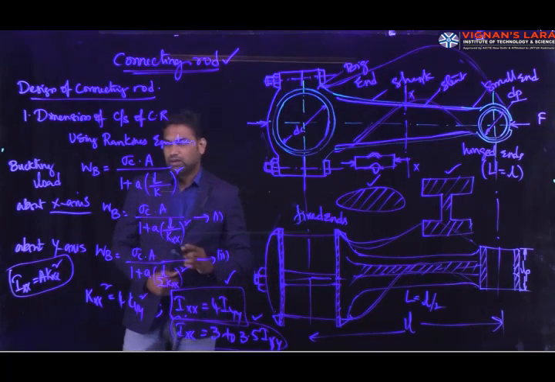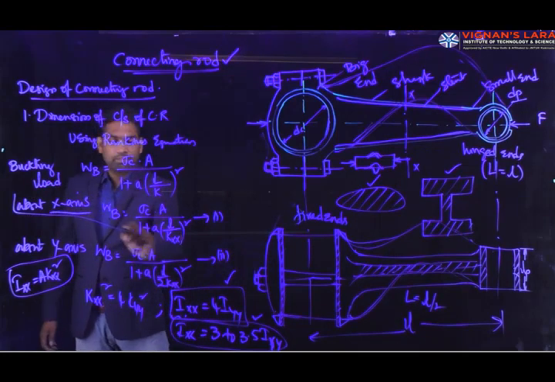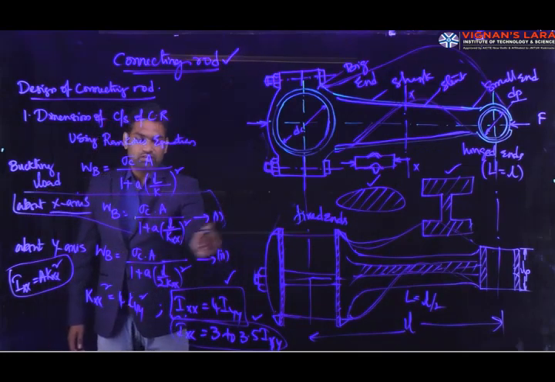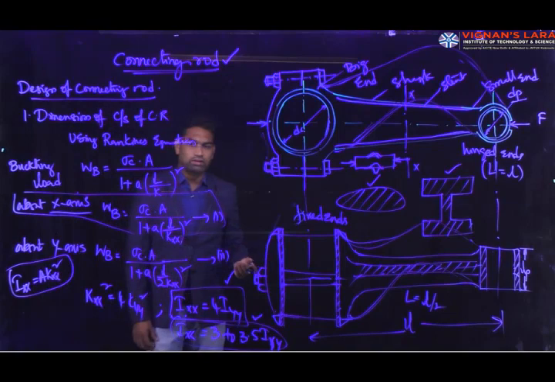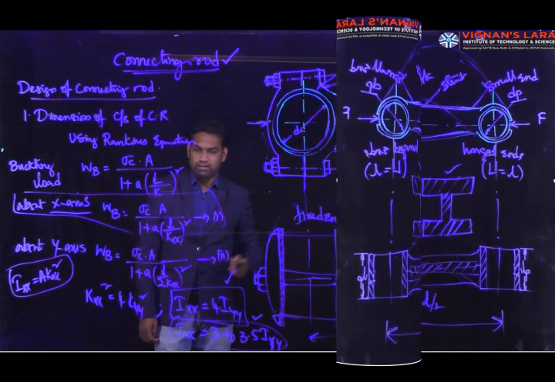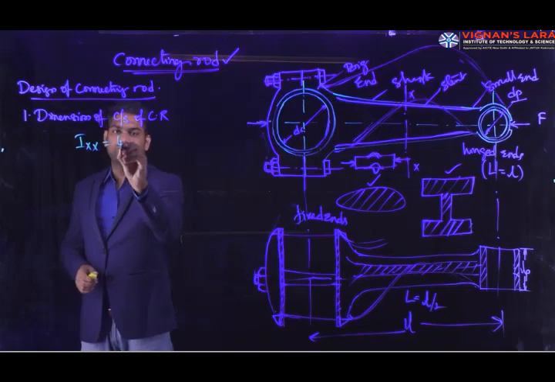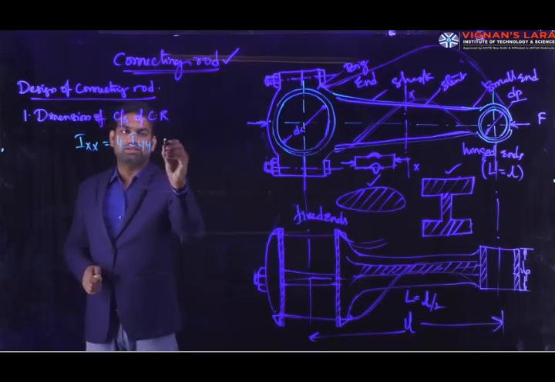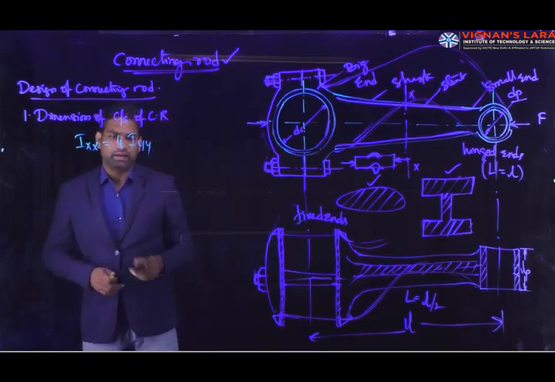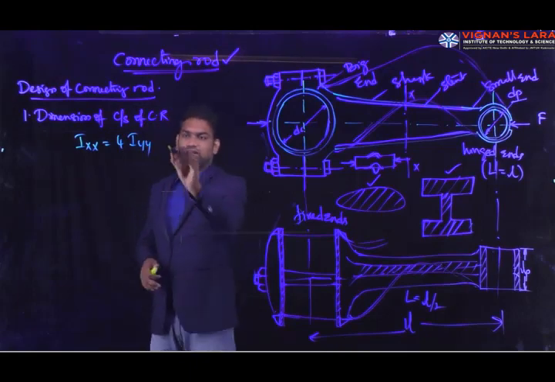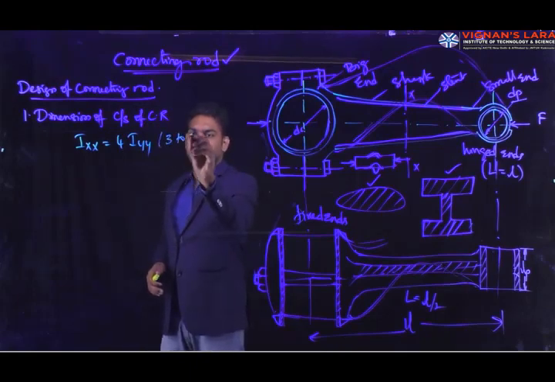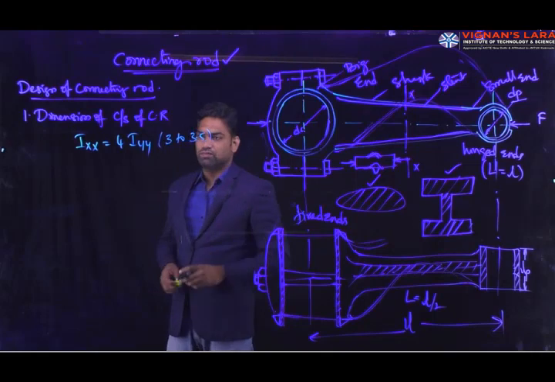Clear? So the dimensions can be calculated about the x-axis, and the y-axis has 4 times greater strength than the x-axis. So clear? The statement is Ixx equal to 4 times Iyy, and we need to satisfy this. We don't take exactly 4 times; as I stated, it may be kept 3 to 3.5 times Iyy.